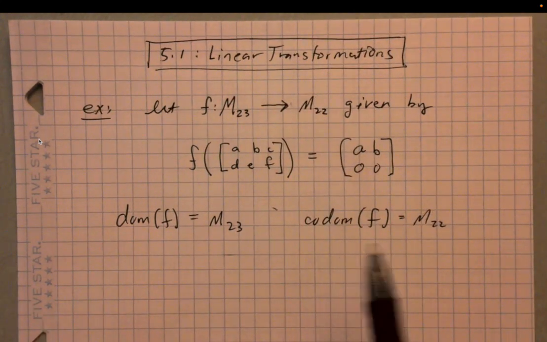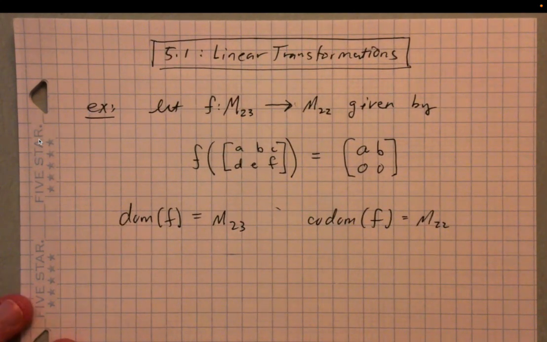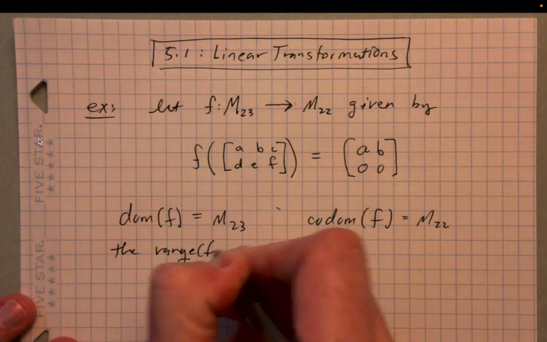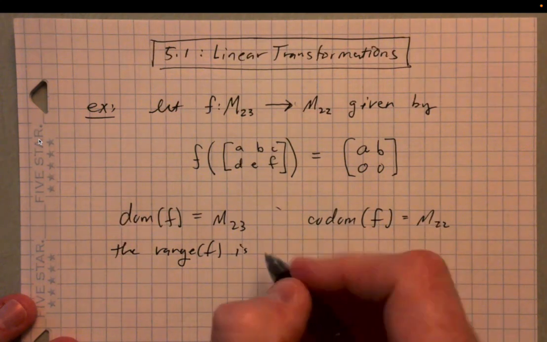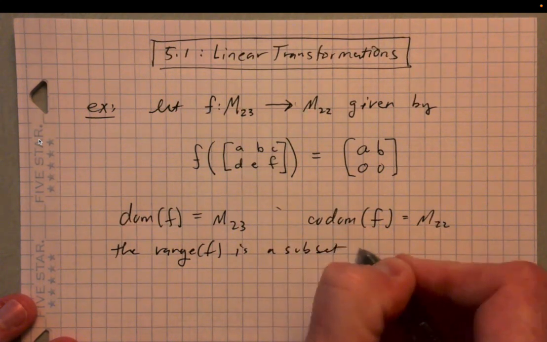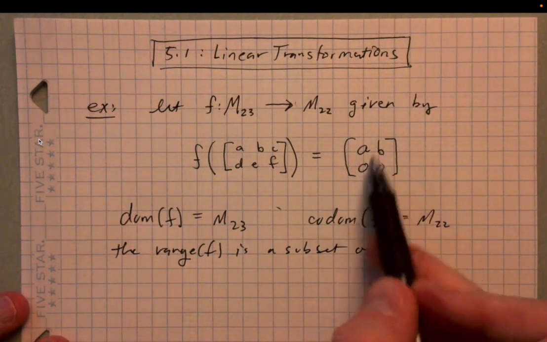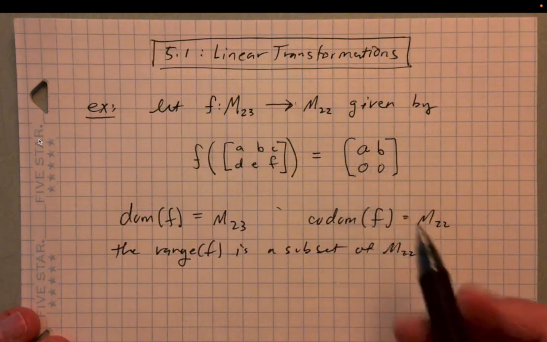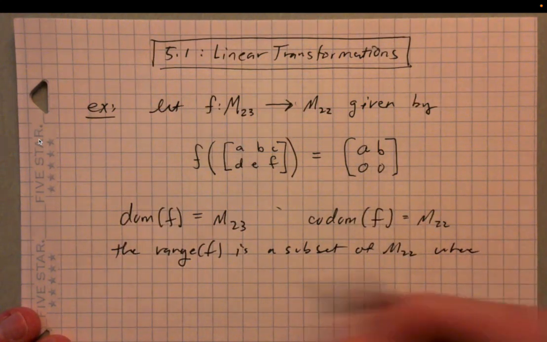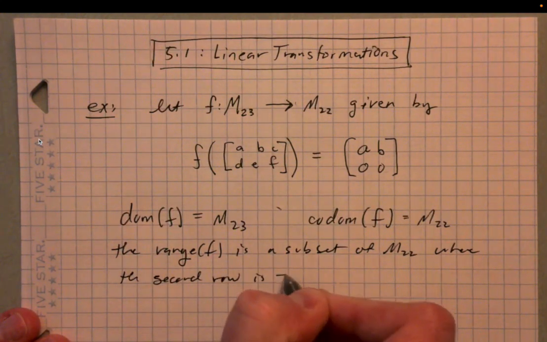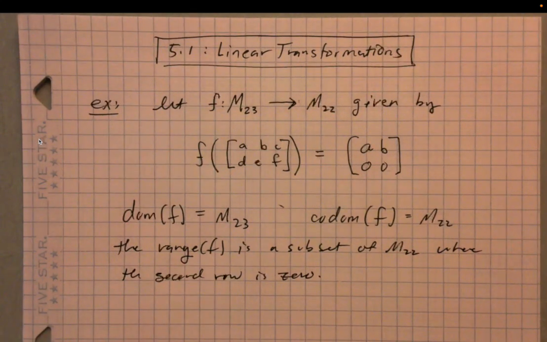And alongside that, what is the range of f? So the range of f is going to be a subset of M22, namely where the 2 by 2 matrix has all zeros in the second row. Okay, so this is the setup, right?